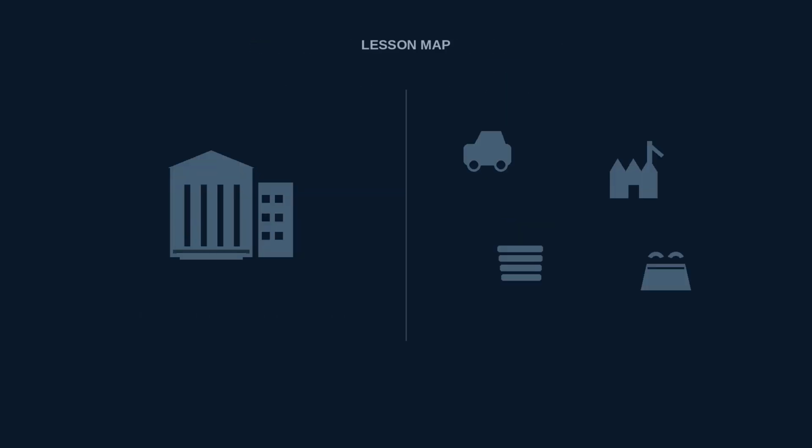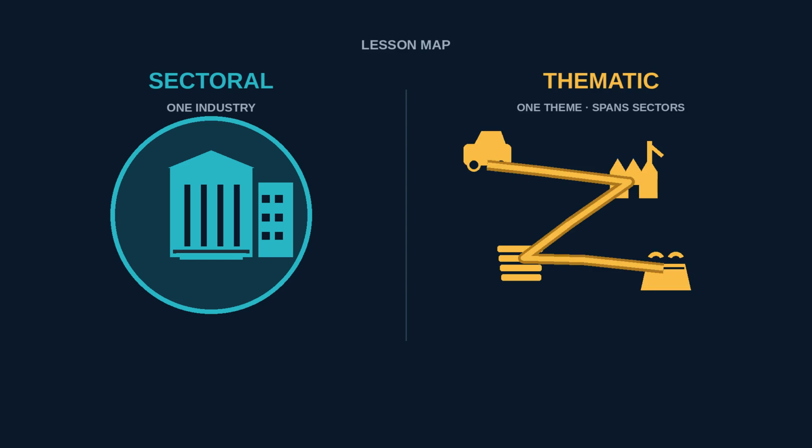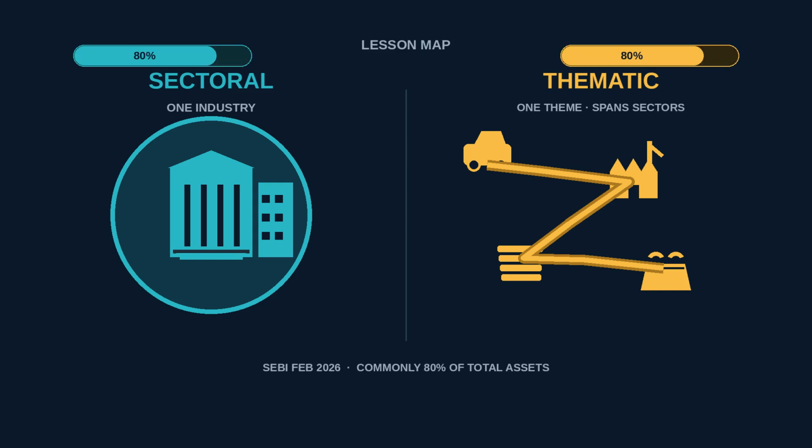Here is the map. We show both labels together first, then pick each with its own picture. Left, sectoral, holdings concentrated around one industry or sector. Right, thematic, holdings can span sectors, but every name serves one stated theme. Both sit under the SEBI categorisation circular of February 26, 2026, as separate scheme types.